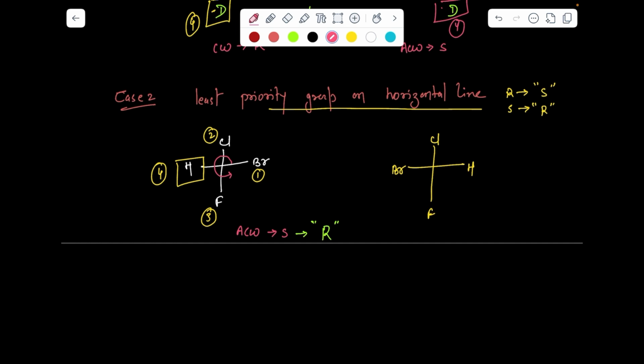So now the rotation is started. This is 1, 2, 3 and 4. Horizontal line, 1, 2, 3 clockwise. So it becomes R, but the answer becomes S because the rotation changes. So these are the two cases where we have to apply the RS nomenclature. Now I am writing a few more examples.